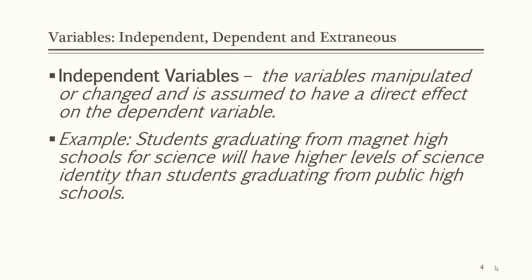Students are our population. However we want to define those students, whether it be middle school or females or whatever, then our independent variable is going to technically be our intervention. Did they attend a magnet high school, or did they graduate from a public high school? So that's the intervention, and our dependent variable is going to be their level of science identity.